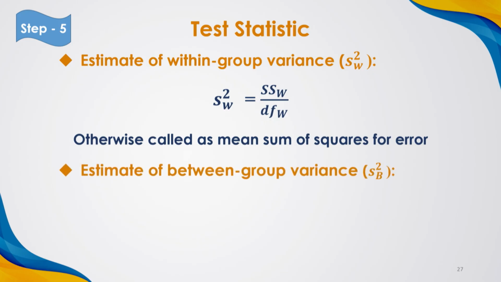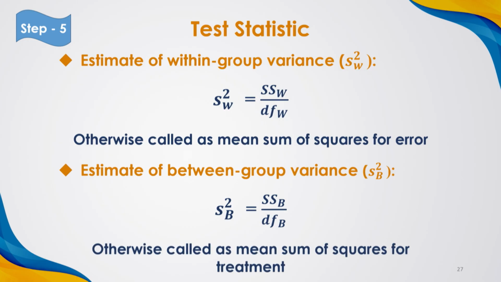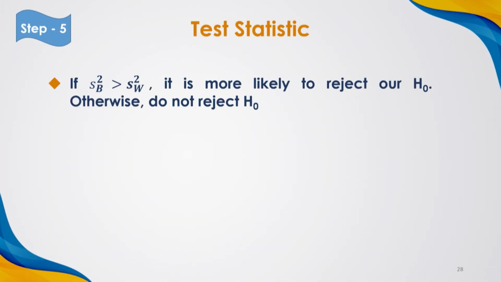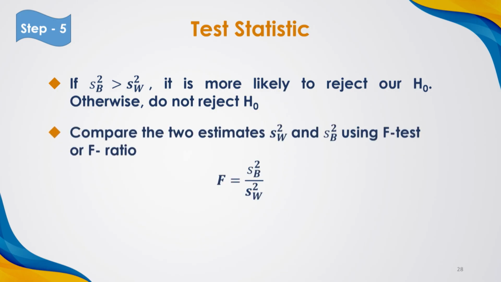The next estimate needed to calculate the test statistic is the estimate of between group variance, that is s b square, which is again calculated by dividing the between sum of squares by the degrees of freedom for between group. This is otherwise called the mean sum of squares for treatment. Now, we are moving to the actual calculation of the test statistic. Before that, we will just see how the values of the mean sum of squares for error and the mean sum of squares for treatment behave.